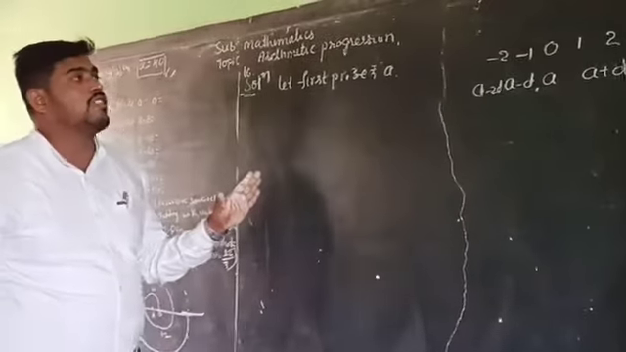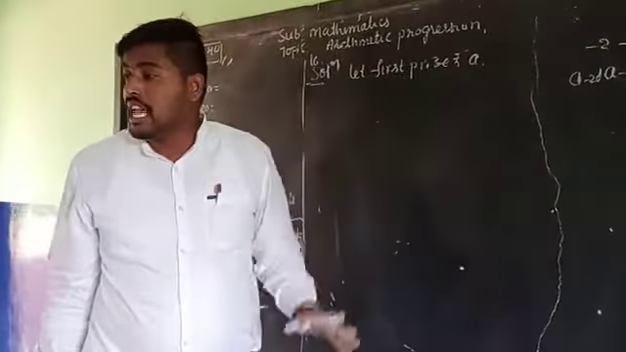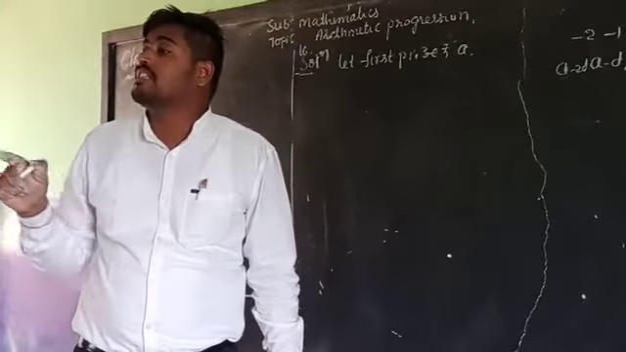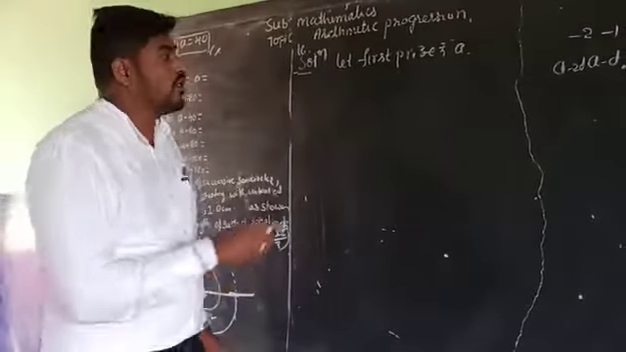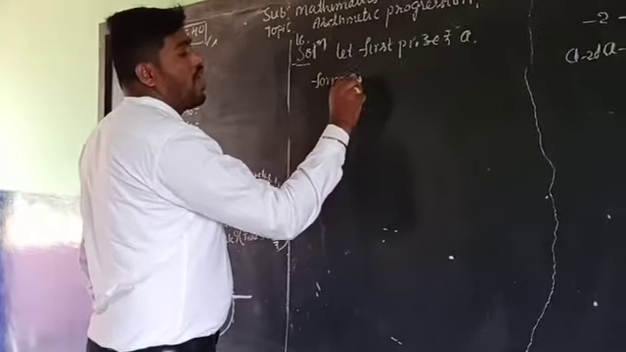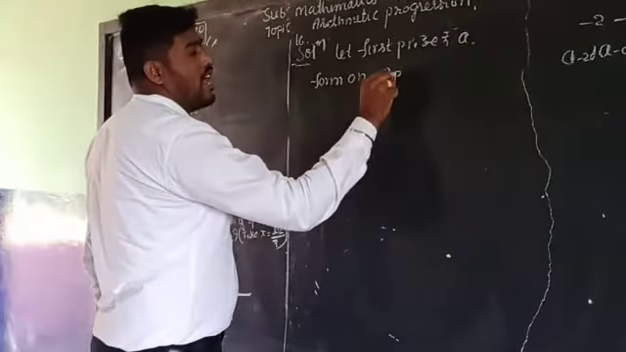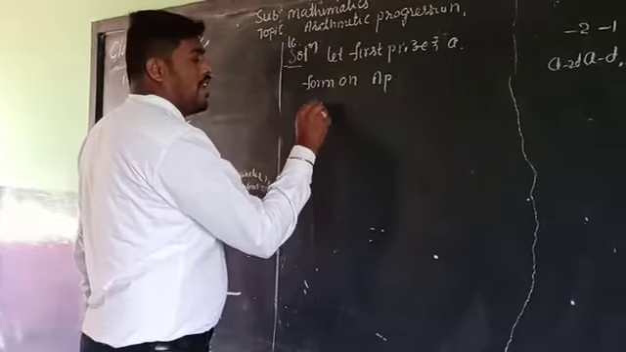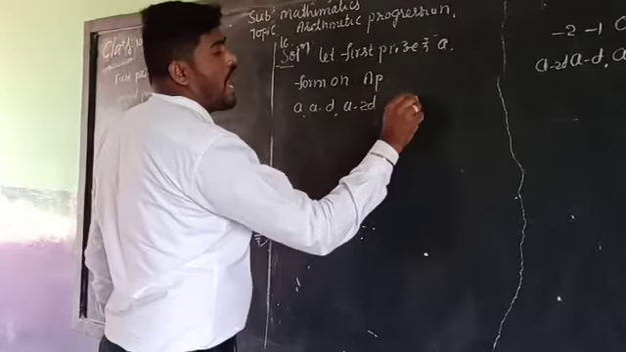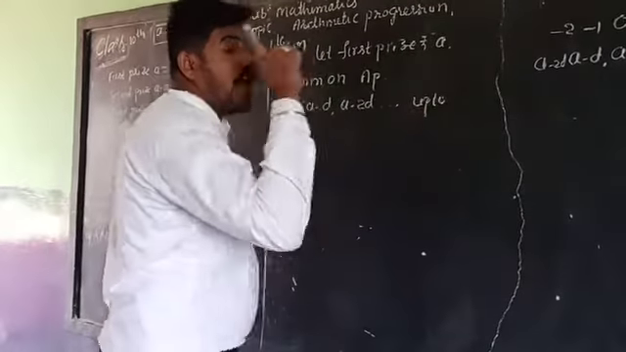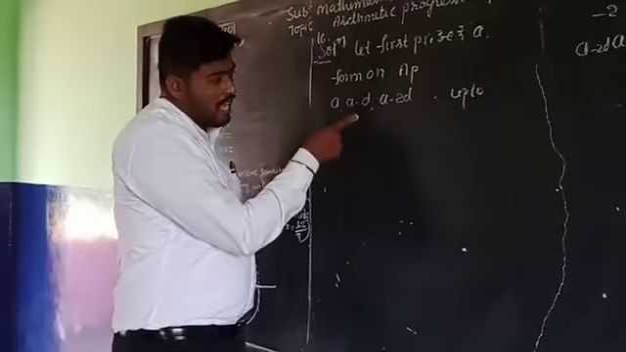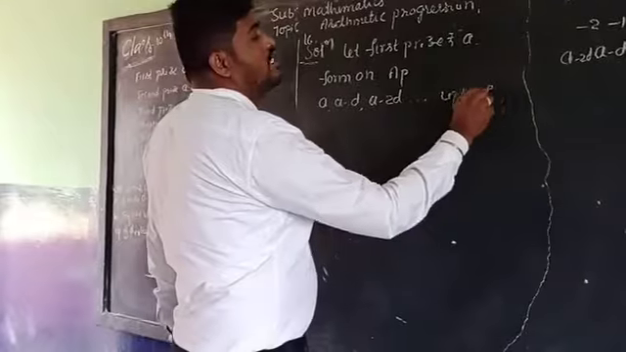Like that, here also the first prize is rupees A. Each prize is less than the preceding prize, so the common difference is given. How much is it? 20. Is it right? So here the form of the arithmetic progression is what? A, A minus D, A minus 2D, and so on, up to where? Up to what they ask in the question: the 7th prize. The first prize, second prize, third prize, up to the 7th prize.